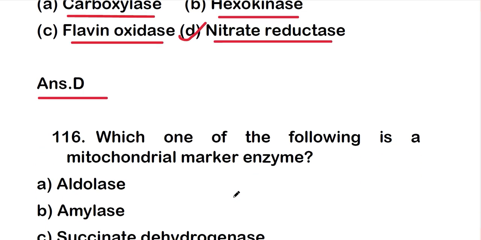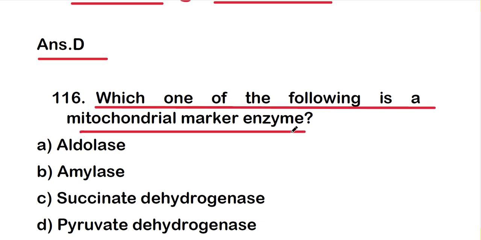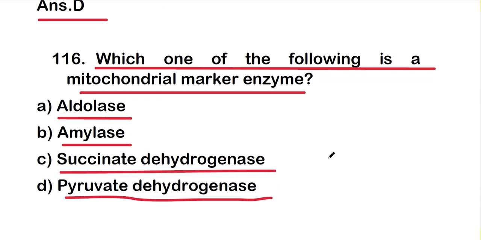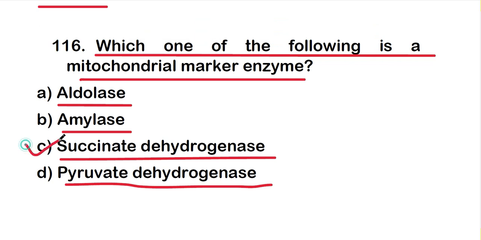Okay, so next question is which one of the following is a mitochondrial marker enzyme? And the options are aldolase, amylase, succinate dehydrogenase, pyruvate dehydrogenase, and the right one is option C, that is succinate dehydrogenase. So succinate dehydrogenase is a mitochondrial marker enzyme.